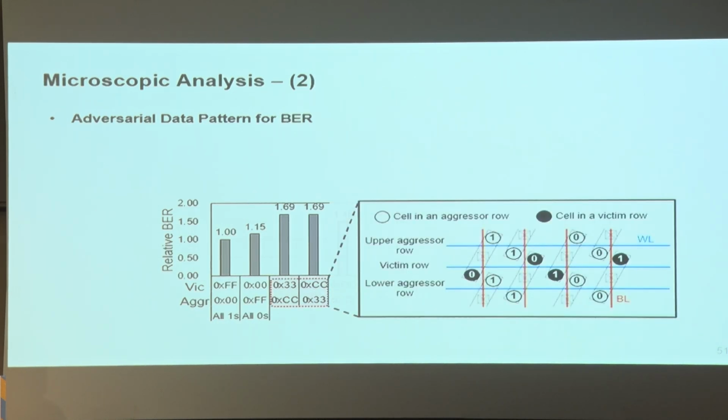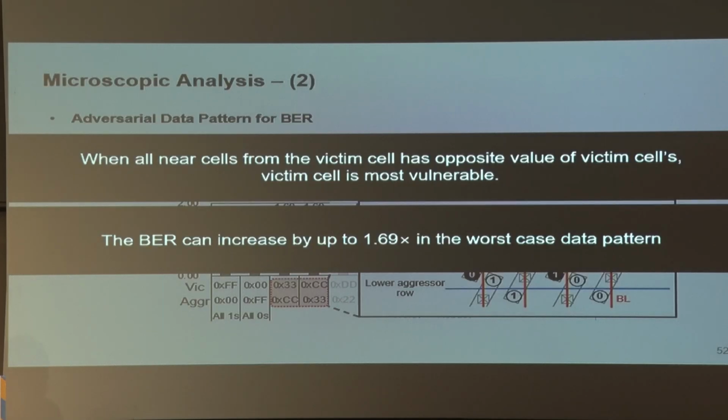We found that the worst case is when the victim and aggressor rows have 33 and CC. Data is most vulnerable when it changes by 2-cell spacing, not 1 as previously thought. So when all near cells from the victim cell have opposite values of the victim cell, it is most vulnerable. The bit error rate can increase by up to 1.69 times in the worst-case data pattern.